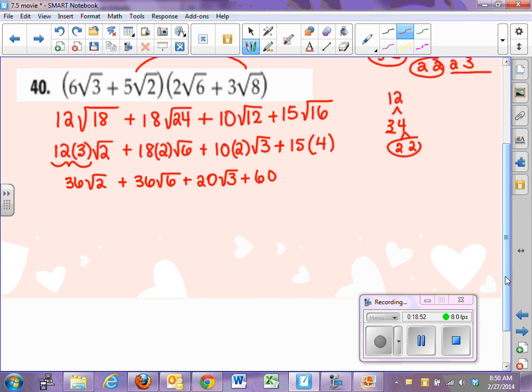Let's look at these. These are not like terms because they each have a different radicand, so we can't combine them, but this would be the simplified answer.